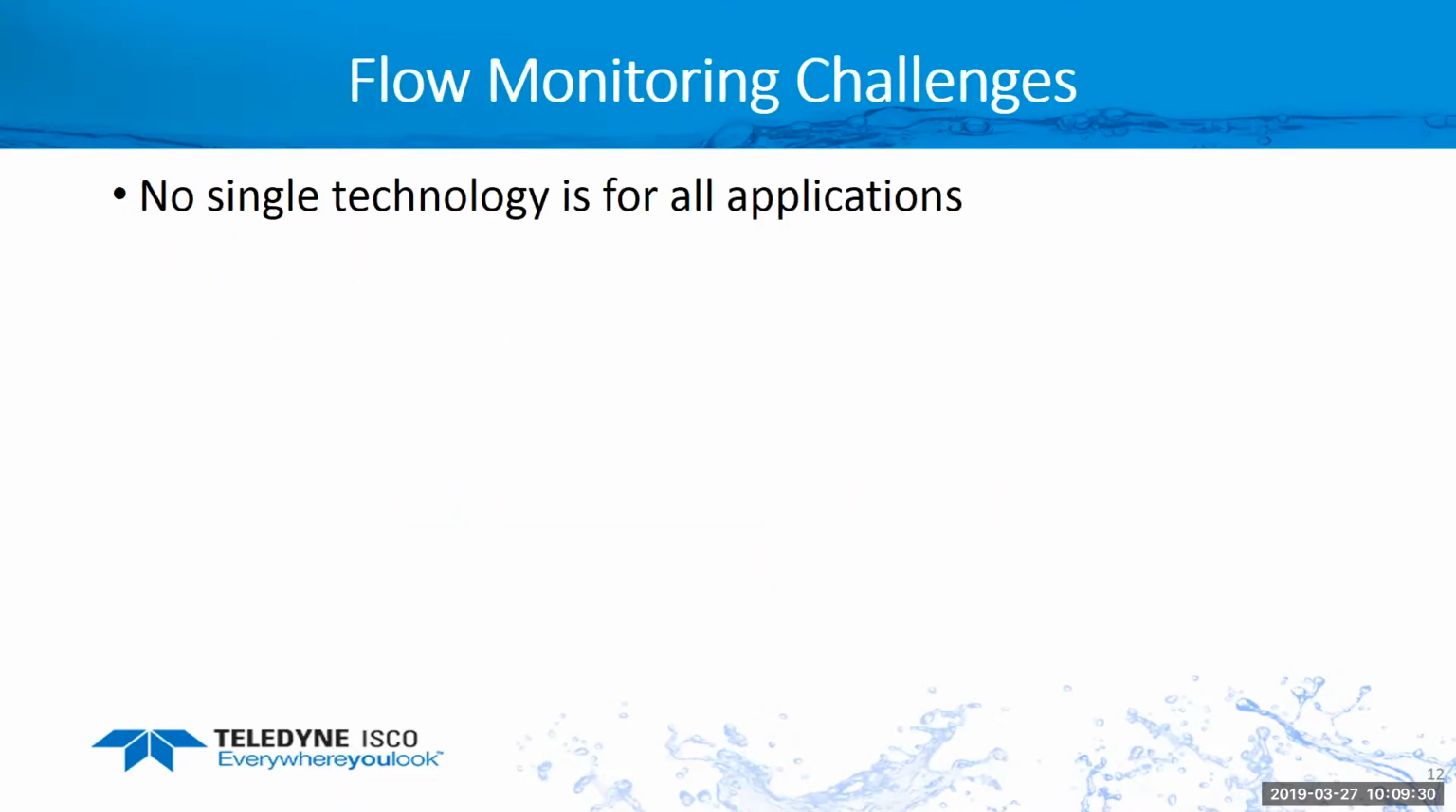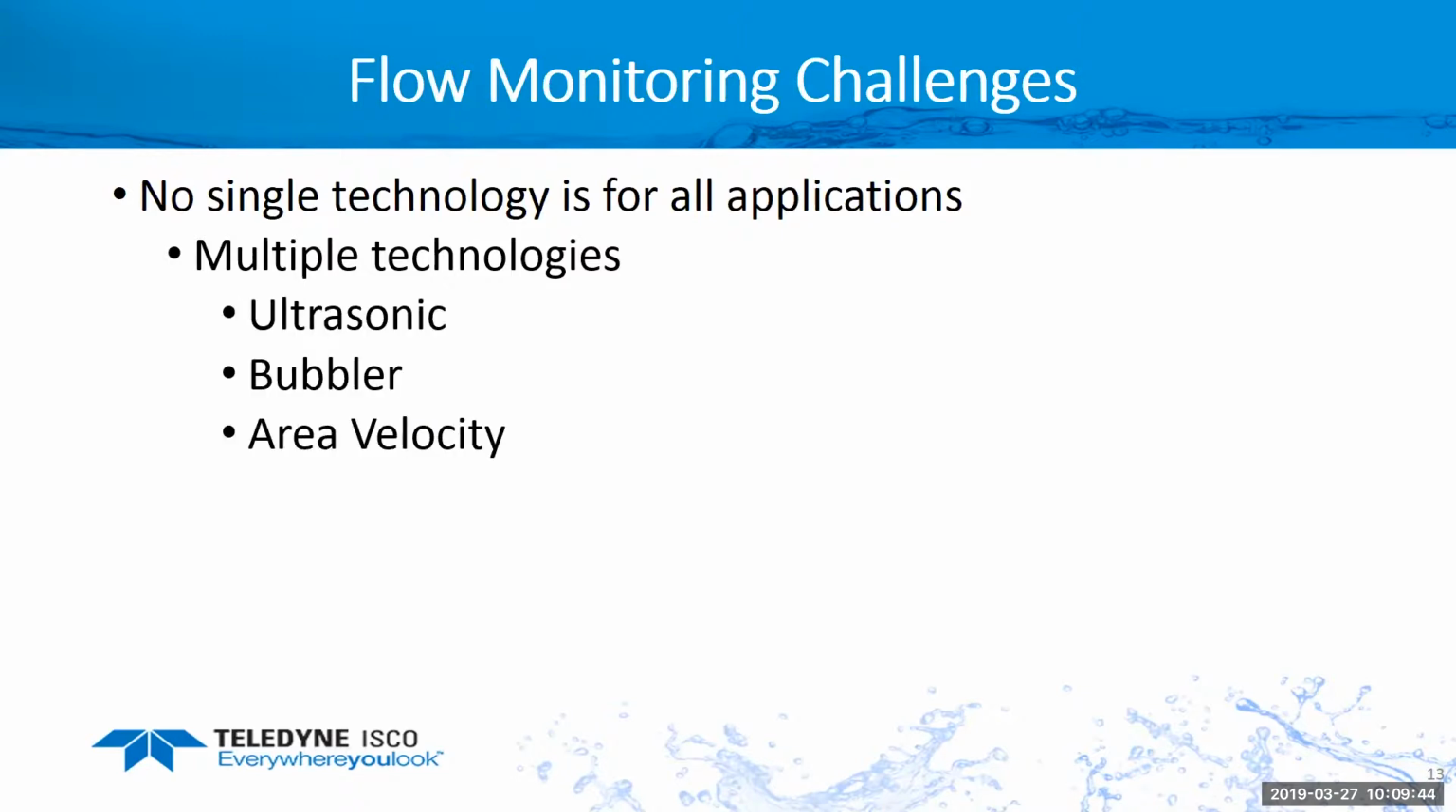With that being said, when we're talking about flow monitoring, we always understand that there is no one single technology for every application. So for that reason, we have multiple technologies to help us conquer these difficult applications. Ultrasonic is one of them, bubblers, and area velocities. I'm going to spend a little bit of time covering these in case you're not familiar with these technologies, but we want to make sure we have a good understanding of what these things do and how they work.